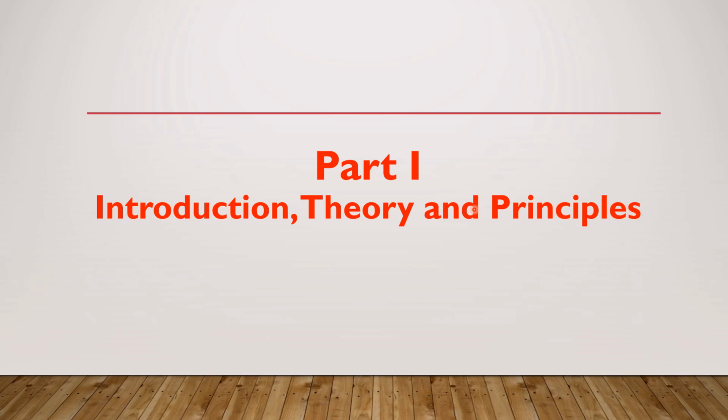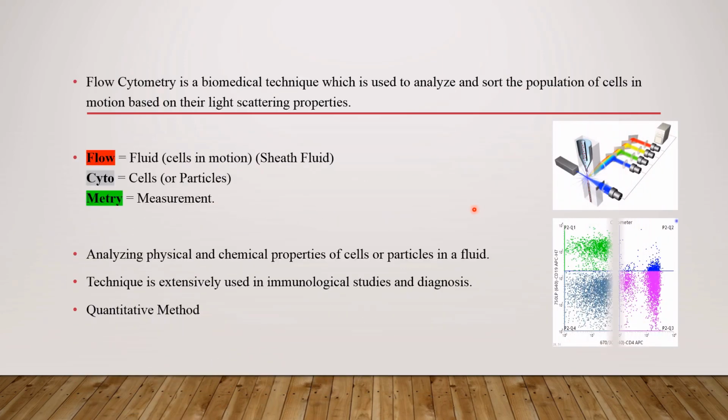So let's have a look at the introduction part. Flow cytometry is a biomedical technique which is used to analyze and sort populations of cells from a heterogeneous population of cells based on their light scattering properties. If you have 2-3 populations of cells in a single tube, you can analyze those cells using flow cytometry. For example, in this plot you can analyze CD4 and CD19 cells at the same time.